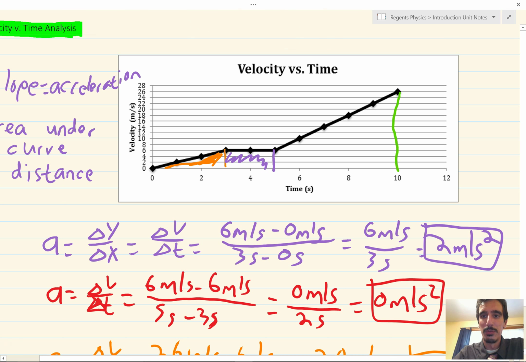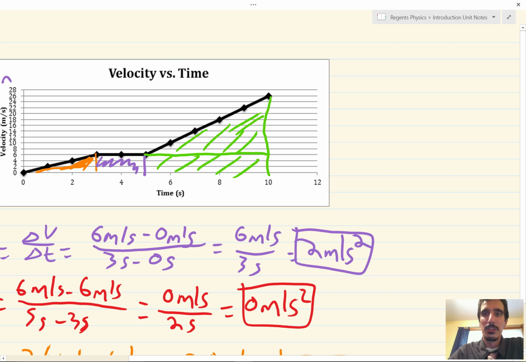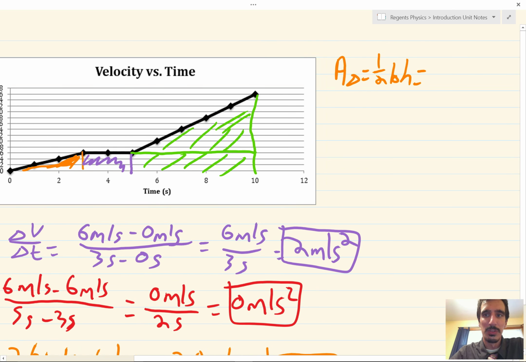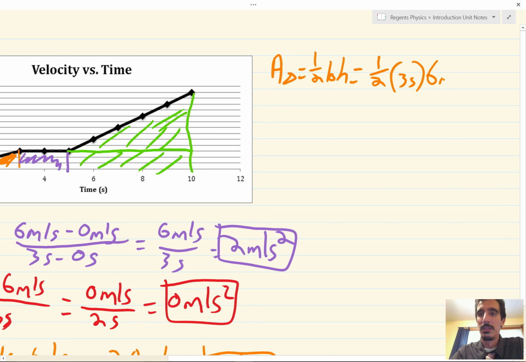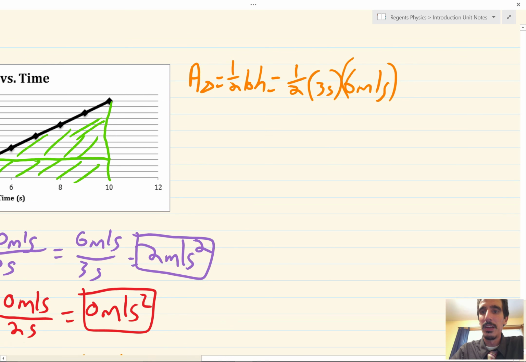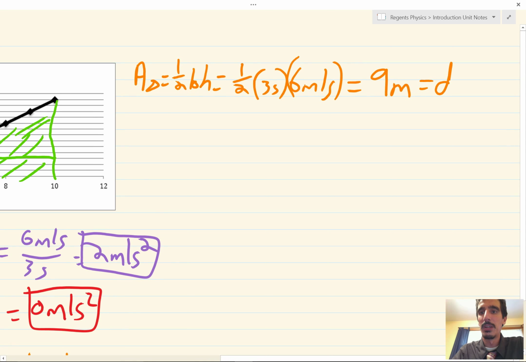Alright, we'll do that on the side. Okay, orange for the first one. So, area of a triangle, 1/2 base times height, equals, the base is 3 seconds, the height is 6 meters per second. So 1/2, 3 seconds, times 6 meters per second. 3 times 6 is 18, half of 18 is 9. Area equals 9 meters, which again represents the distance traveled.